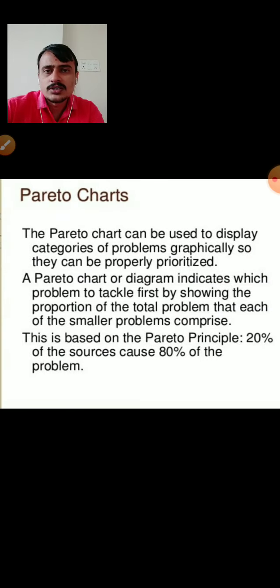Then Pareto charts. They can be used to display the categories of problems graphically so that they can be properly prioritized. The chart indicates which problem to tackle first by showing the proportion of the total problem that each of the smaller problems comprises. This is based on the Pareto principle: 20% of the sources cause 80% of the problems.